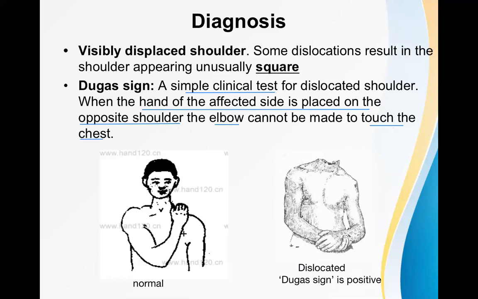In case of dislocation of the shoulder, this is impossible. The person cannot put this hand on the opposite shoulder on his own. But we can catch that dislocated hand and put it on the opposite shoulder of the patient. This is the passive movement, isn't it? Patient will complain of a lot of pain, but if we want to, we can do that. After doing that, just observe whether the elbow is touching the chest or not. Elbow will not touch the chest in this condition. This is called positive Dugas sign, and this is one of the important tests we can do to confirm shoulder joint dislocation.